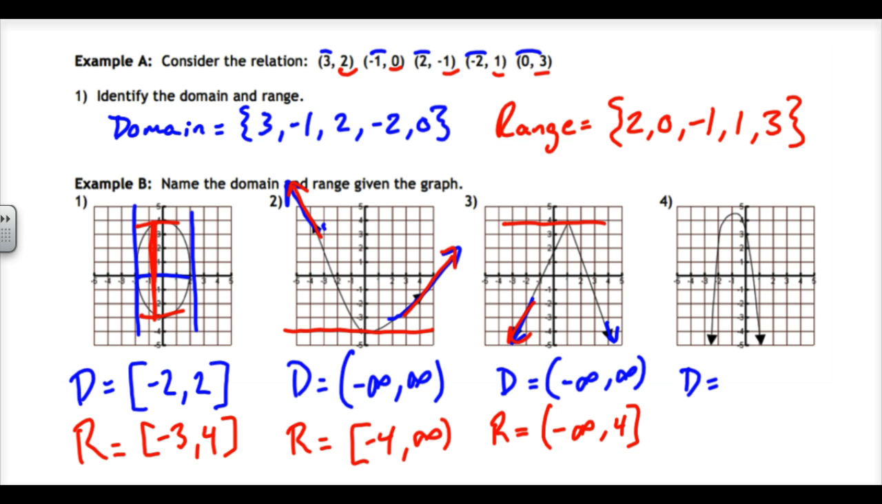Number 4, domain. It's got a slight kind of bend to it, so that one goes forever. It will take a long time to get to -infinity, but it will get there. And the right goes forever. It's also infinity. The range, the bottom value, well, that goes down to -infinity. And the top value, the highest that graph ever gets, it's kind of in between 4 and 5, so we'll go inside and say 4.5.